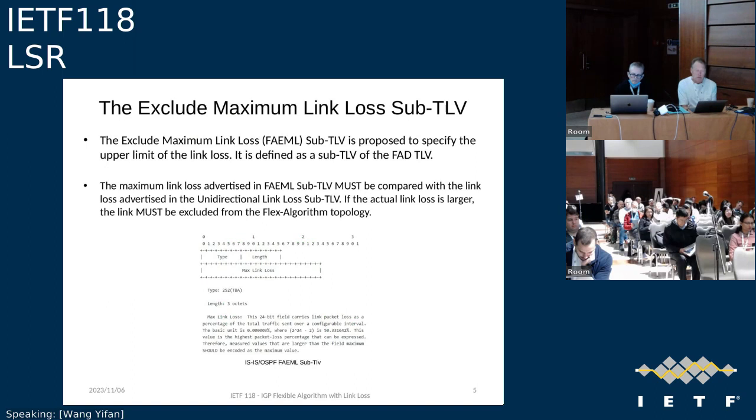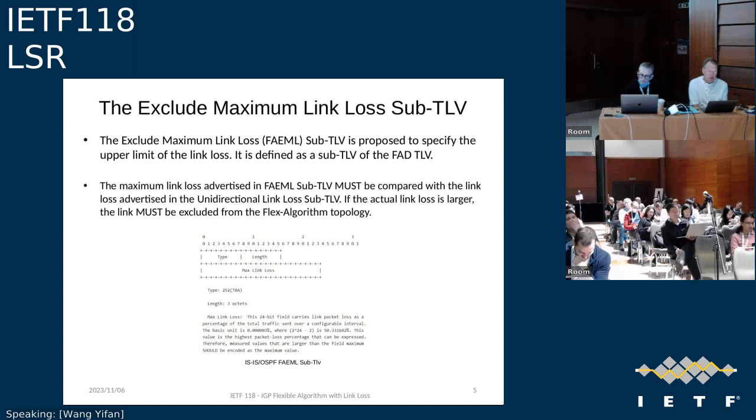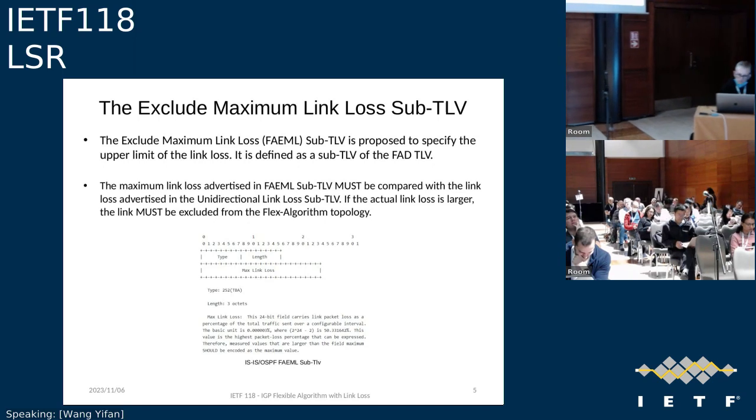And then is the exclude maximum link loss sub-TLV, which is advertised in OSPF and IS-IS both. It is proposed to specify the upper limit of the link loss. It is defined as a sub-TLV of the FAD TLV. The maximum link loss advertised in this TLV must be compared with the link loss advertised in the unidirectional link loss sub-TLV. If the actual link loss is larger, the link must be excluded from the flex algorithm topology. Now the TLV is shown below. Now we use the type 252, which is for initial allocation, and in the future it can be modified. And the length of it is 3 octets.